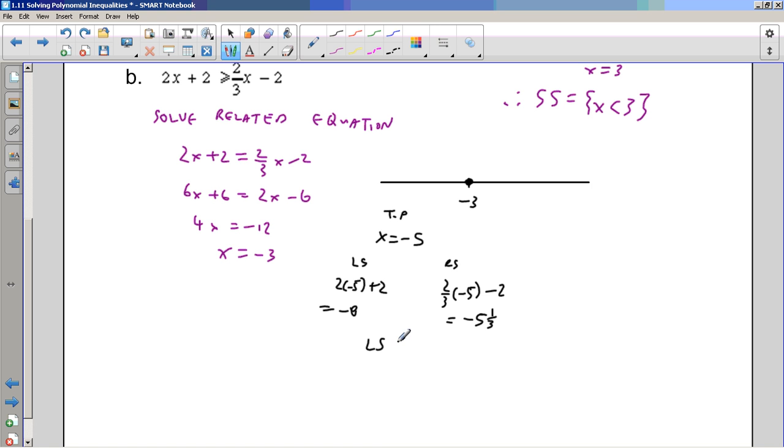And so is the left side greater than or equal to the right side? Left side greater than or equal to the right side? No, that's smaller, right? So this is not true. So -5 is not a solution. And right there, we should know that this part over here would be our solutions.